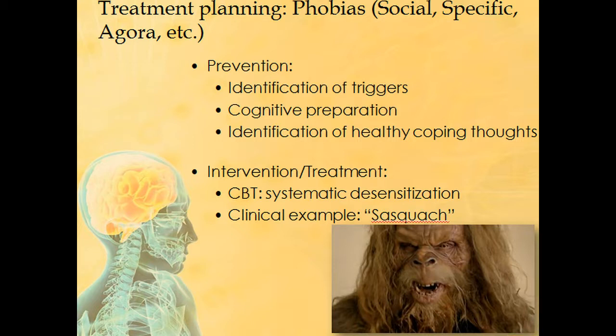Anyway, treatment planning for phobias. I include here social phobia, specific phobias, and agoraphobia. Prevention is identification of triggers. What seems to make the person most anxious? It may be a specific phobia. It may be just being in social situations where one fears rejection, one fears criticism. It may be just being in open spaces and feeling like one cannot leave, or in closed spaces.